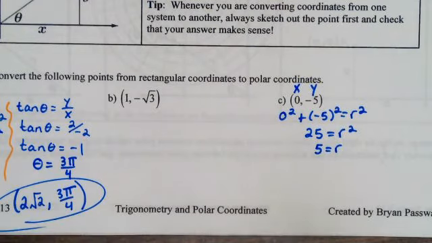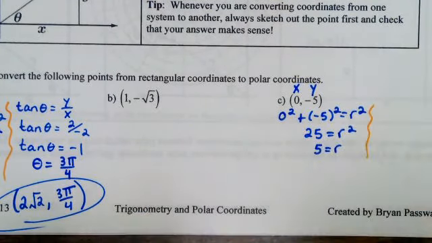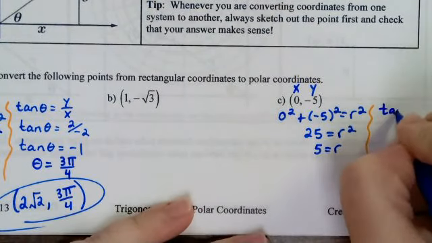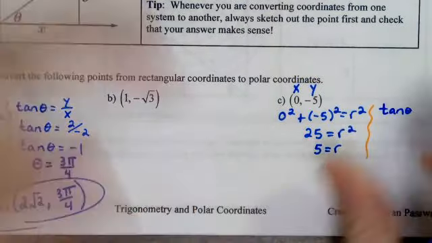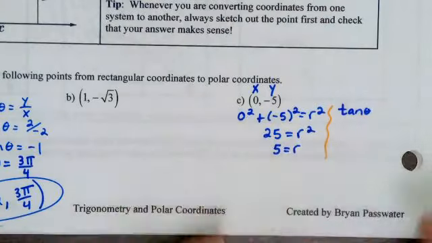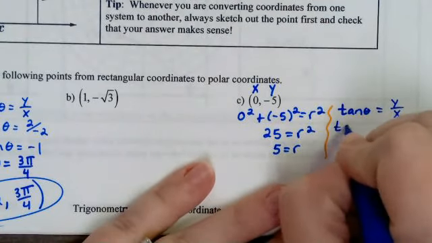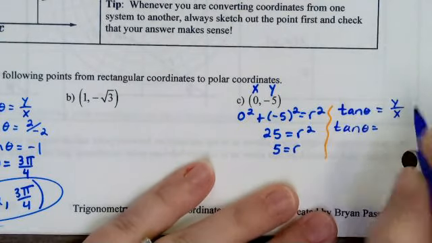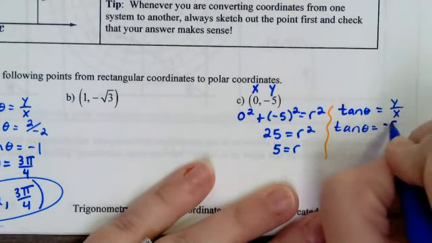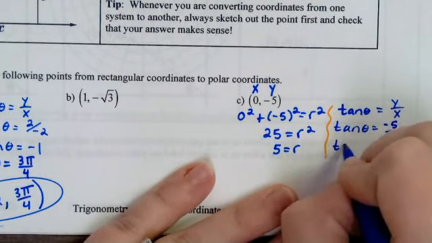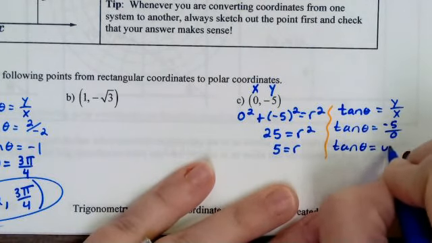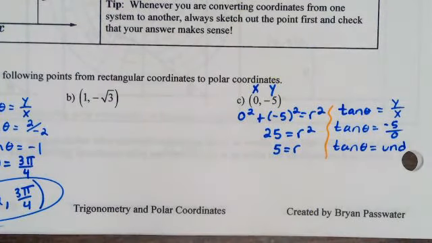Once you have r, the theta is a little bit trickier to figure out here, and you'll see why. If I look at this, tangent of theta is equal to, remember, y over x. So we're going to say y over x, but we're going to plug those in. So tangent of theta, negative 5 over 0. Anytime you have 0 on the bottom, that means it's undefined.